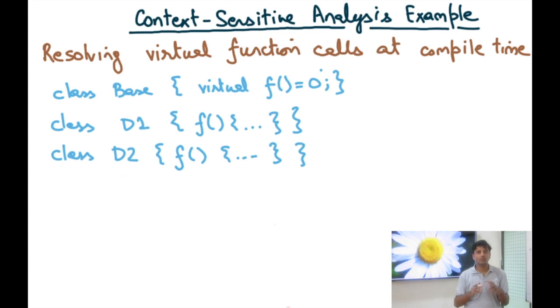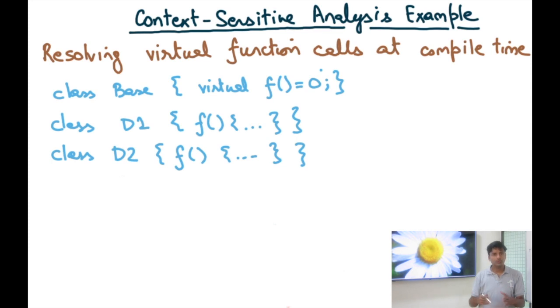I'm considering an object-oriented language like C++ or Java, and consider this base class, which contains a virtual function. In this case it's an abstract function, which means that the derived classes will have separate implementations. Let's say there are two derived classes, D1 and D2, and they both have separate implementations of this virtual member function f.